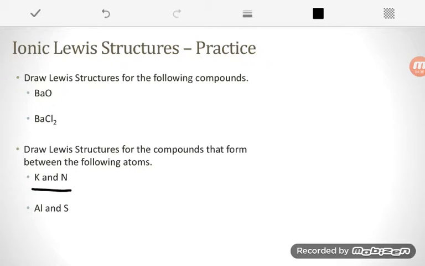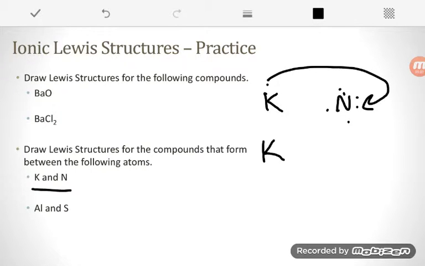Draw Lewis structures for the compound that form between potassium and nitrogen. So we'll start with just 1 potassium, 1 nitrogen. Potassium has 1. Nitrogen has 5. And we can see that, all right, potassium wants to get rid of his electron. We can put it right there. That still gives nitrogen only 6 valence electrons. So what we need to do is bring in another potassium who can put his electron right here. But now nitrogen still only has 7, so we need a third potassium that's going to come in and give his away to give nitrogen his octet.